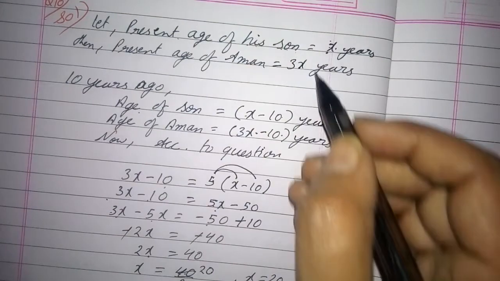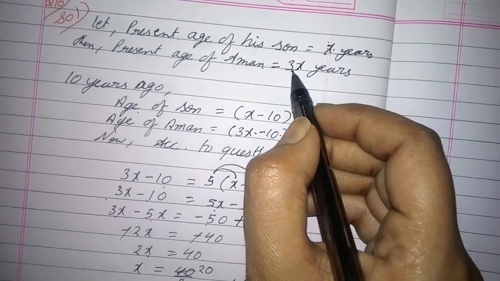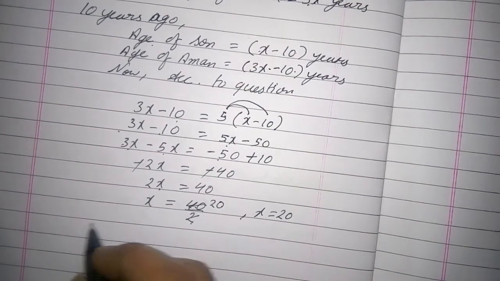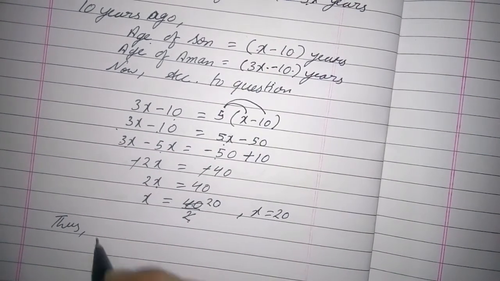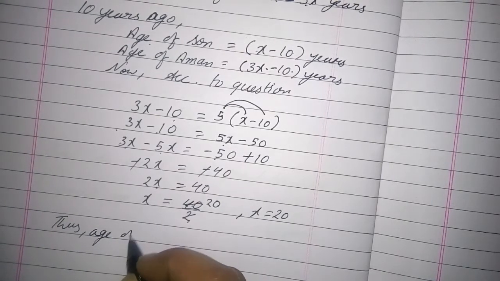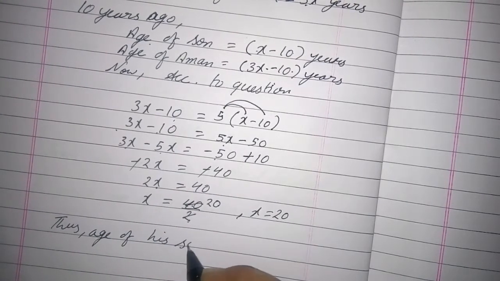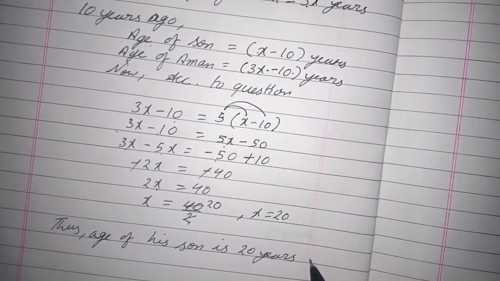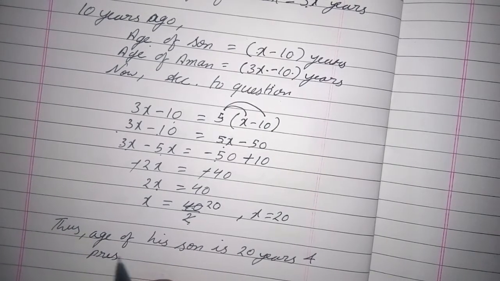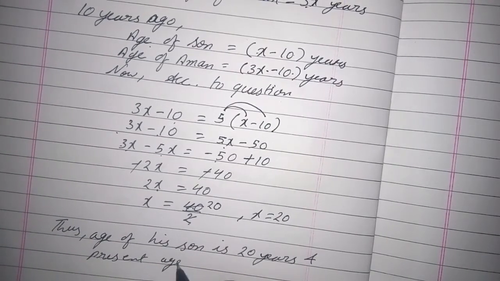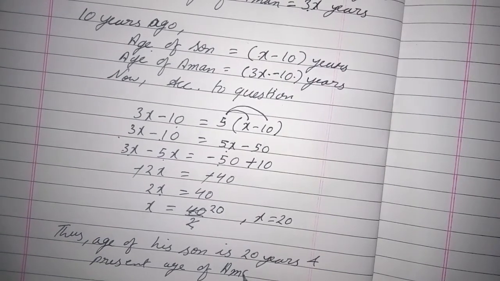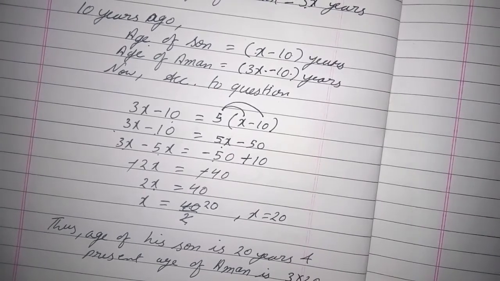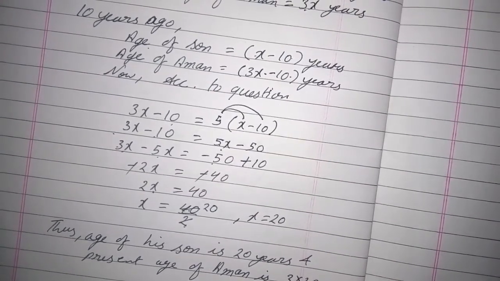Now we have to find the present age of Aman. So we have to multiply 3 to the present age of his son, which is 20. So 3 into 20 is 60. So thus age of his son is 20 years, and present age of Aman is 3 into 20, which is 60 years. That's it.